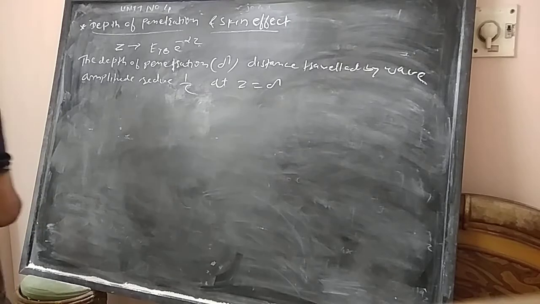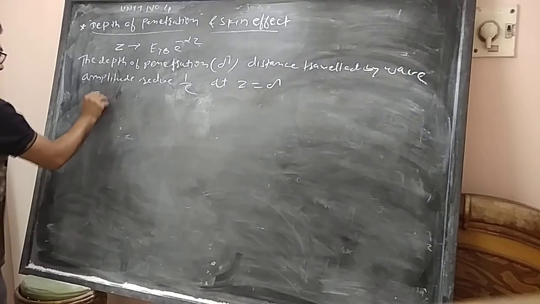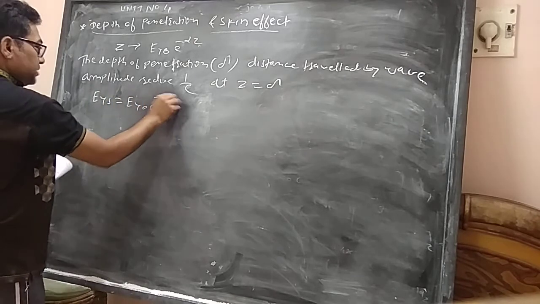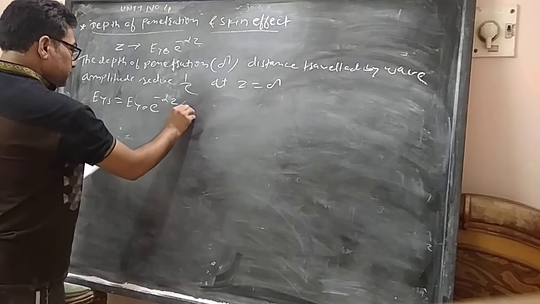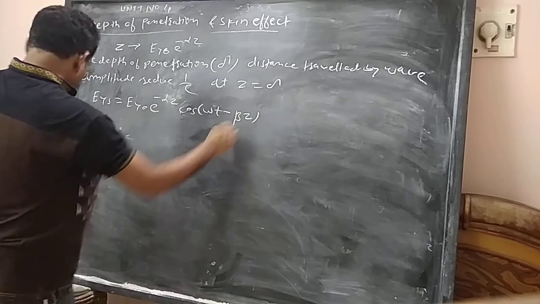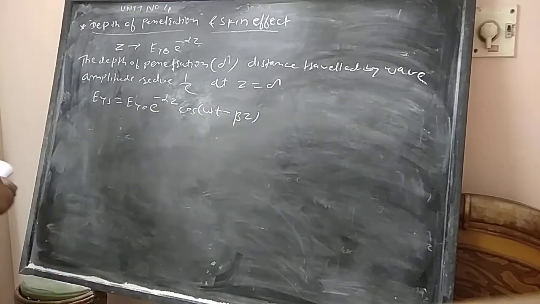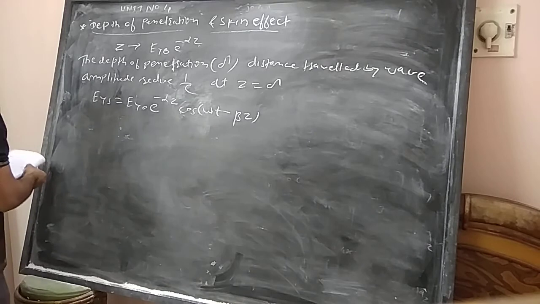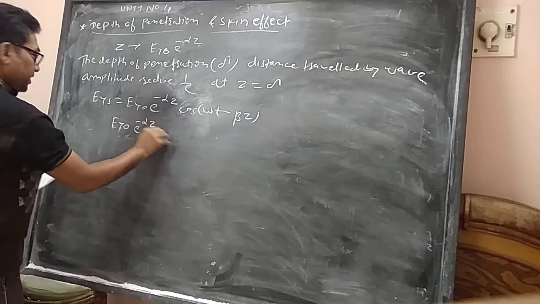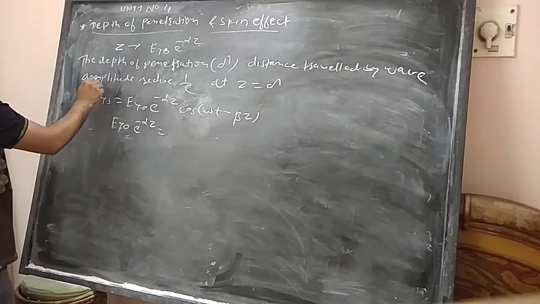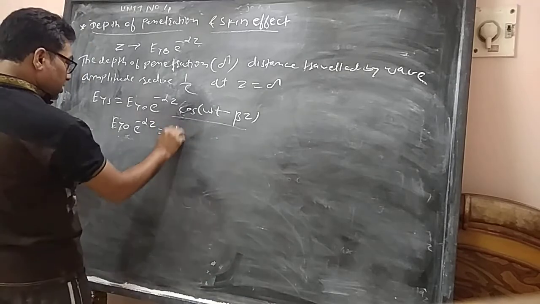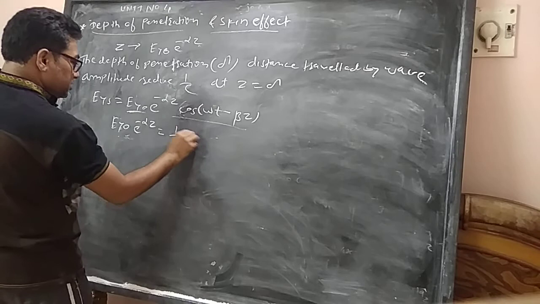So the basic equation for this is Ey is equal to Ey0 e raised to power minus alpha into z cos of omega t minus beta into z. So this is a general equation. Now what we are going to do, we are converting this equation in terms of depth of penetration. So we know that the amplitude is reduced to 1 by e. So therefore 1 by e into Ey0.